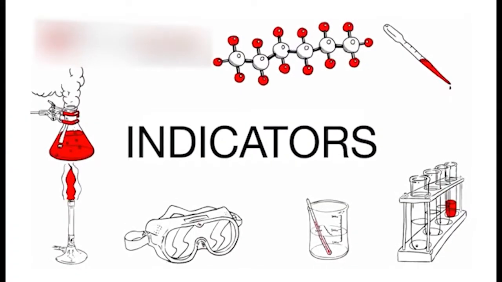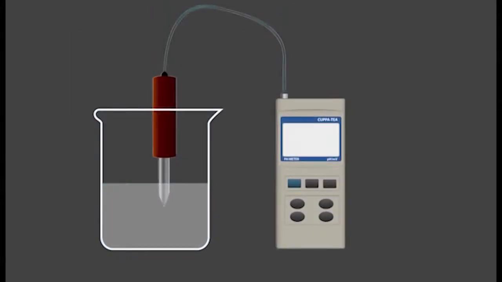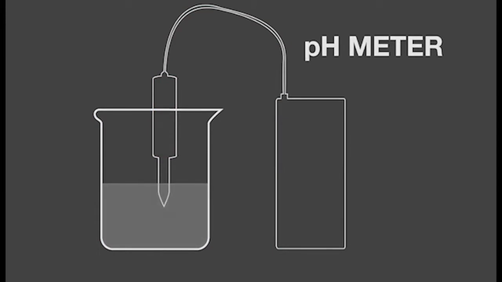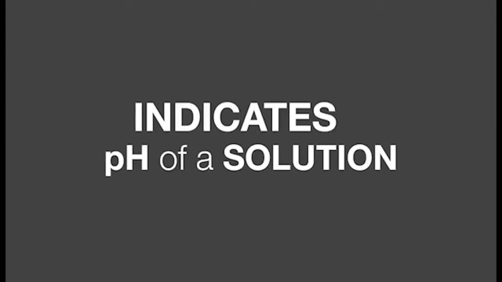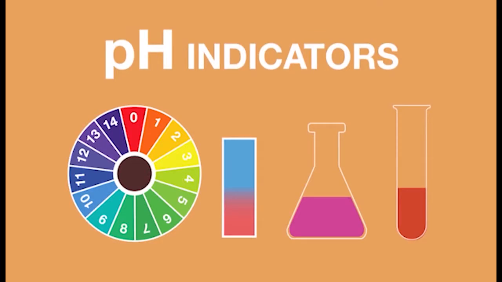Indicators. It is possible to analyze quantitatively the pH of a solution using a device known as a pH meter. There are also many ways to determine pH qualitatively. In this topic, we will learn about indicators, which help us indicate the pH of a solution. An indicator changes its color depending upon the pH of the solution analyzed. Because of this, they are also known as pH indicators.